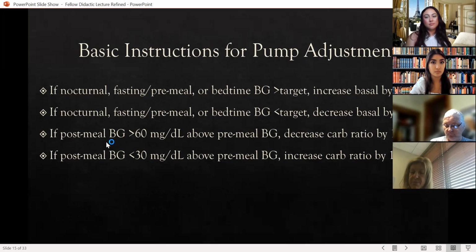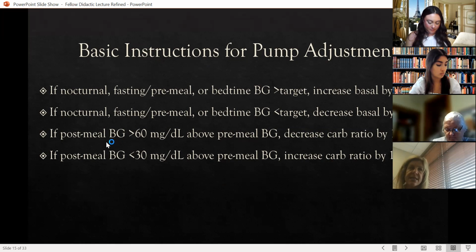So just kind of remembering, when you increase your carb ratio, you're giving less insulin. And that is sometimes a hard thought process to make. And when you lower your carb ratio, you're giving more insulin.